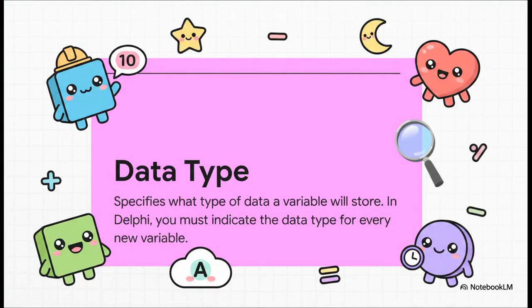So a data type is really just a rule. That's it. It's you, the programmer, telling the computer, hey, this box I'm about to create called score has to be a number box. And this is absolutely crucial because computers handle different kinds of data in totally different ways.